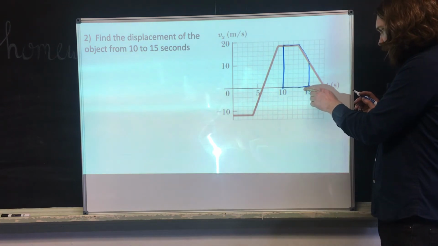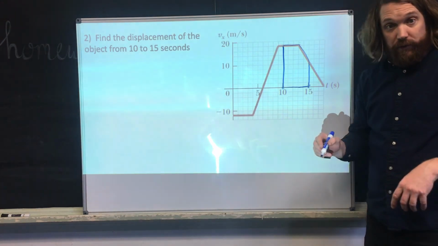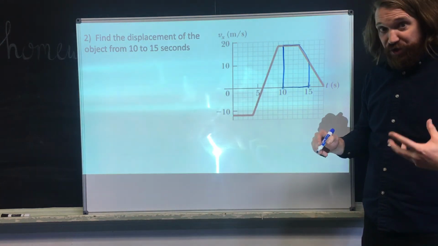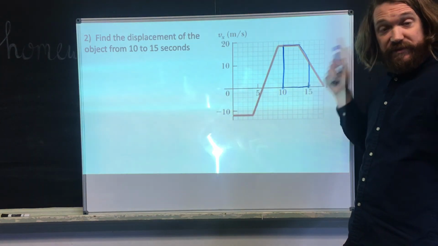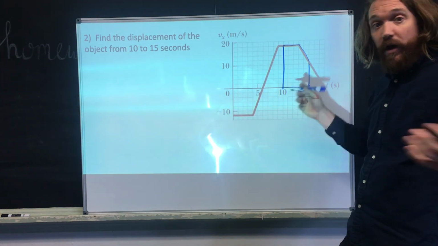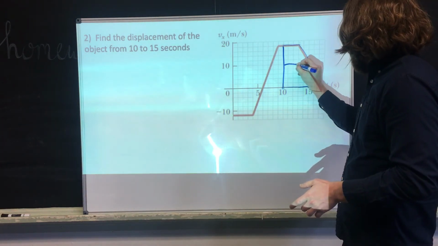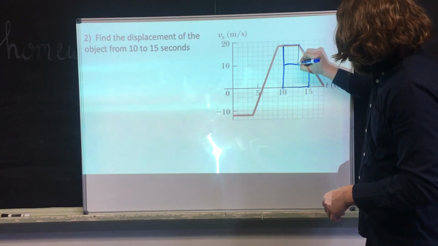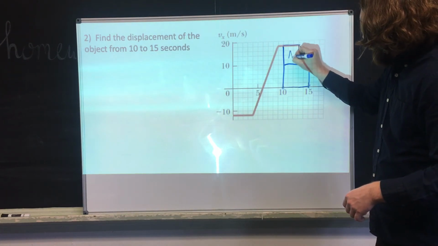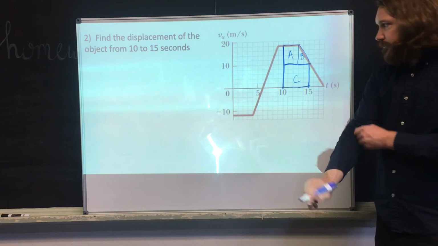Now, you're looking at this and you're like, Mr. Norris, that's not a triangle and that's not a rectangle. You're right, okay? So we need to turn it into rectangles and triangles. You want to try that on your own? Pause the video. See if you can find the area of this by yourself. Let's see if you got the right answer. Here is my first triangle or rectangle, and then I'm going to make this into a rectangle and a triangle. We're going to call these A, B, and C.